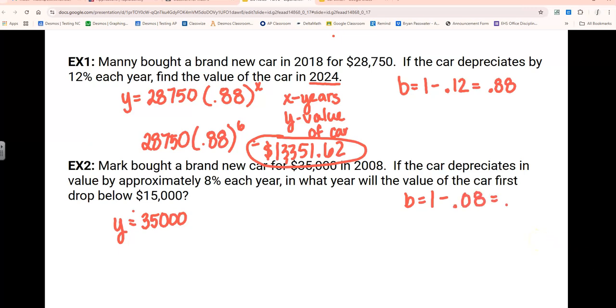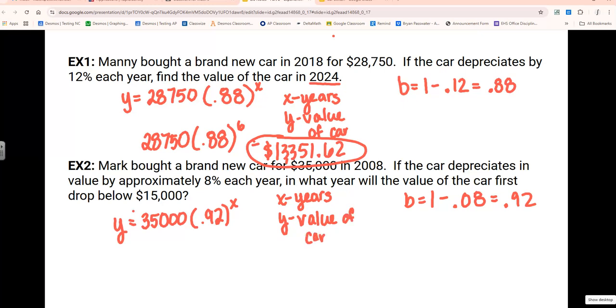0.08. So whenever we do that, we'll get 0.92. So we got 0.92 to the x power. And just like the last problem, x is our number of years, and y is our value of the car.